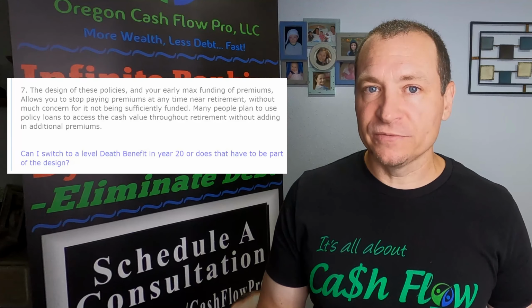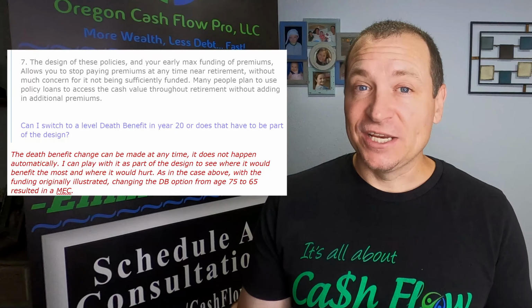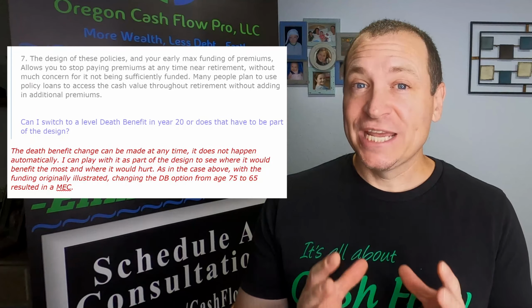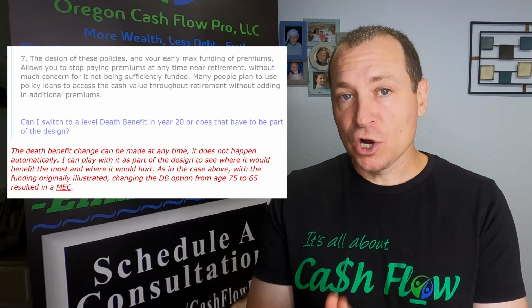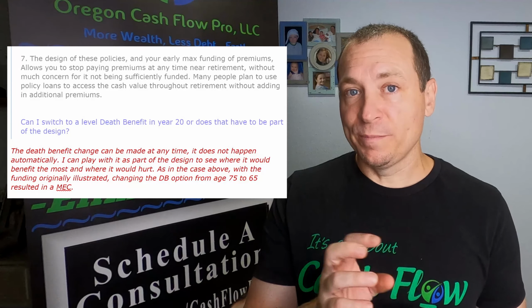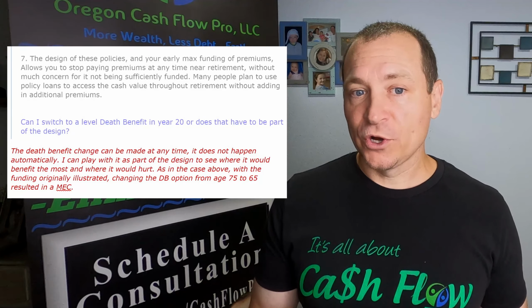So then he goes to my number 7 question, and he says, can I switch to a level death benefit in year 20, or does that have to be part of the design? So the death benefit change can be made at any time. It doesn't happen automatically though. I can play with it as part of the design so that we can see where it would benefit the most and where it would hurt.